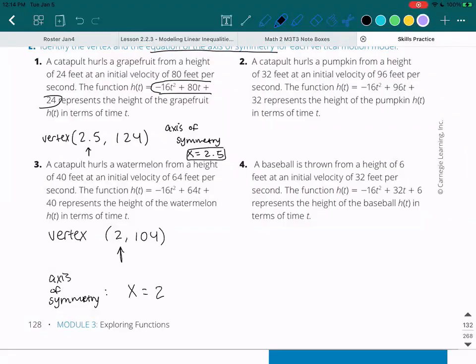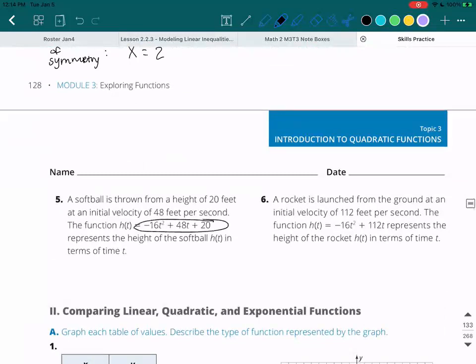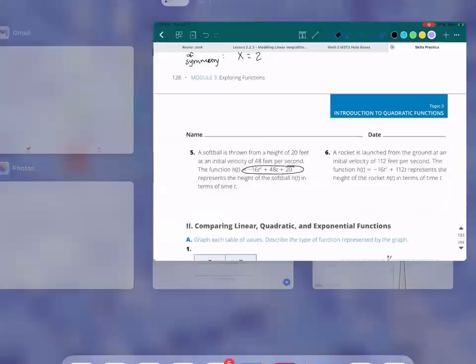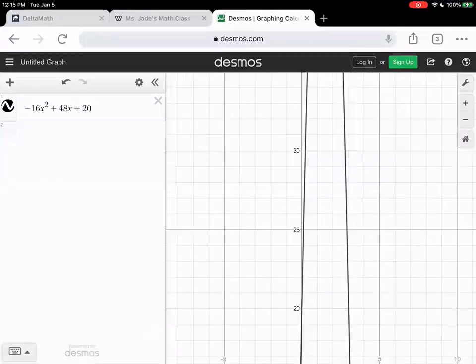Okay, pausing here to see if you have any questions. Last example. We're going to go ahead and type this one into Desmos. Hopefully I type it correctly. Okay, so instead of 64x, it should be 48. I don't know if it's my iPad that's breaking or if I just have soft fingers. Whatever. Okay, here's our last equation. Negative 16t squared plus 48t plus 20. Let's find the vertex of this graph.